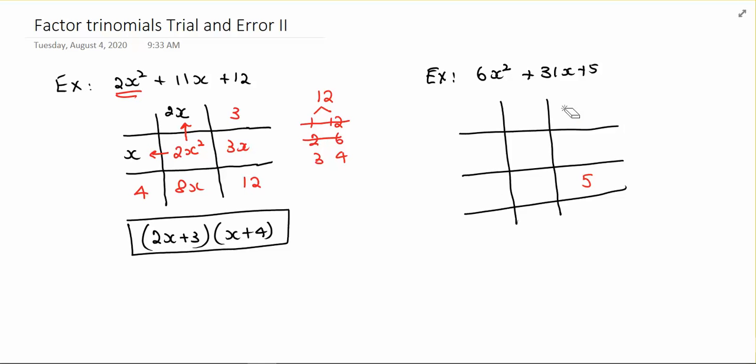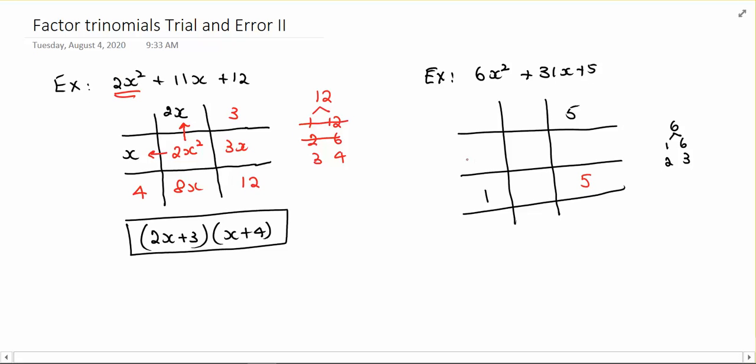So it has to be 1, 1, and 5. Okay, that's the only way. So now our choices actually come for the 6x squared, right? So 6 can be 1 and 6, 2 and 3. So let's try these combinations, right? So what if I put 6x here and 1x there? So I will certainly get 6x squared then.